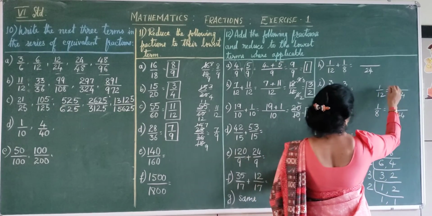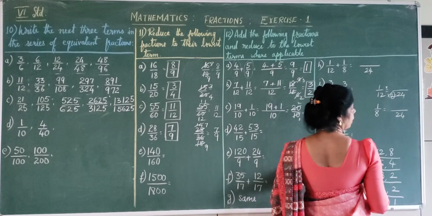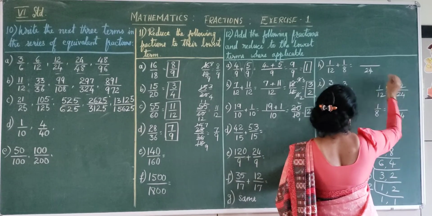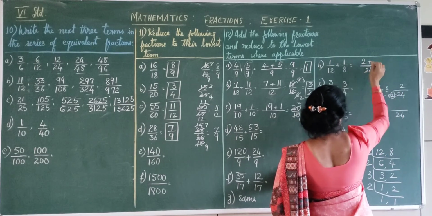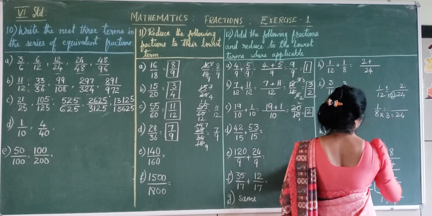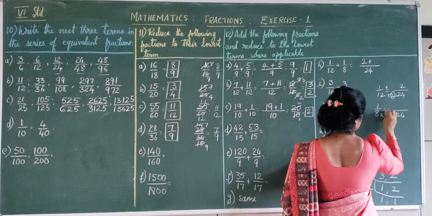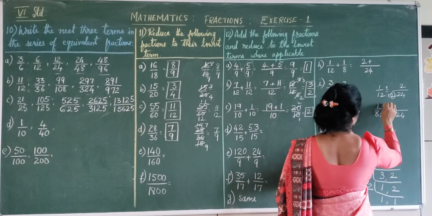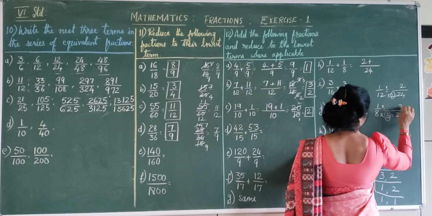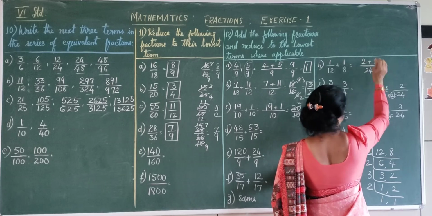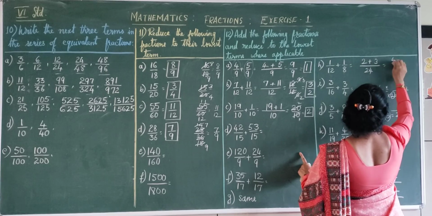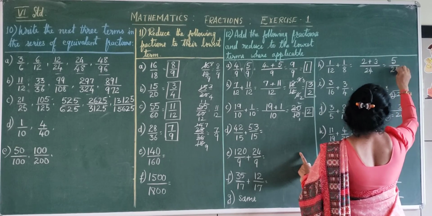Now you have to multiply by numerator. 2 into 1 is 2. So this 2 you have to write here. Plus. Now you see 8 into 3. 8 3s are 24. 3 is the middle factor. 3 into the numerator. What is 3 into numerator? 3 ones are 3. So write here 3. This 3 you write here. Now it becomes 2 plus 3 is 5 by 24.